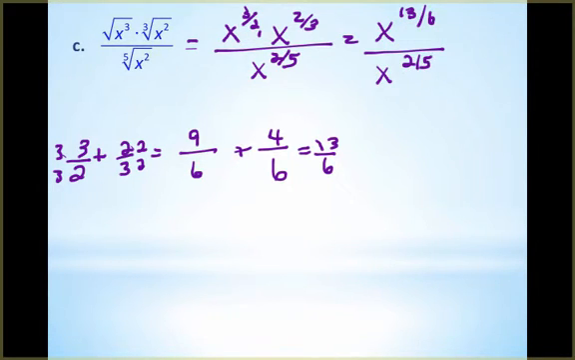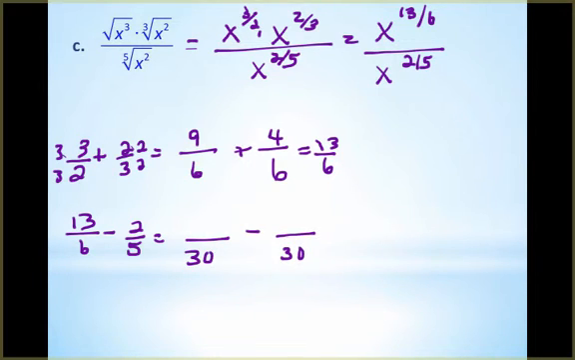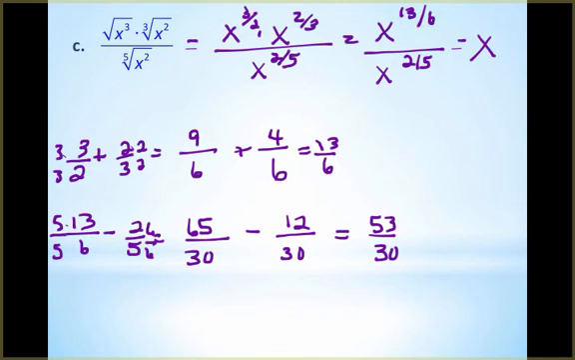But now I need to subtract 13/6 minus 2/5, because when we divide, we subtract exponents when they have the same base. So my common denominator on that is going to be 30. So we'll multiply the first one by 5 over 5, and the second one by 6 over 6. So I'm going to get 65 over 30 minus 12 over 30, which is going to be 53 over 30. So my final answer is x to the 53 over 30.